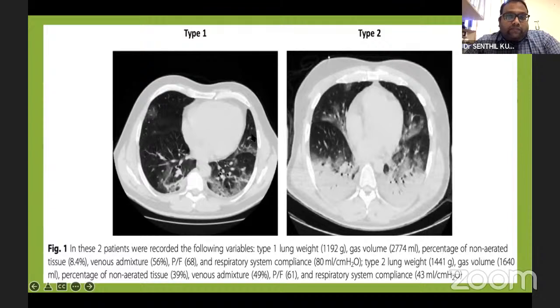But in the late and severe phase, the lung mass will be very high, the gas volume, that is the aerated volume, will be very low, and respiratory compliance is also very low. So based on this, during the early type the ventilator strategy will be different, and during severe COVID ARDS the ventilator strategy will be different.